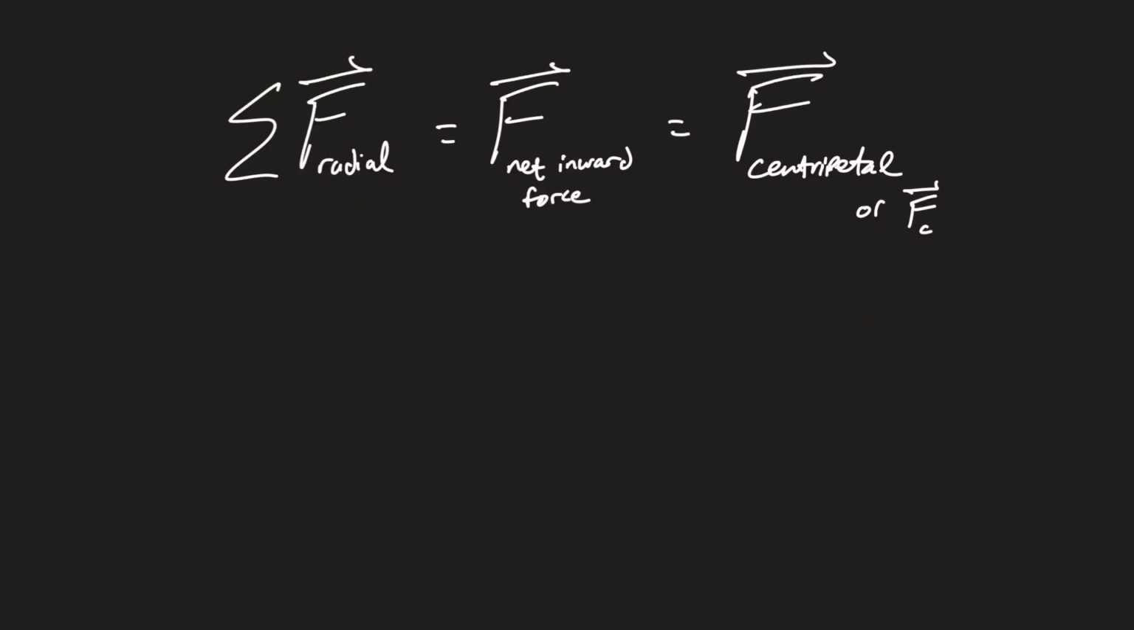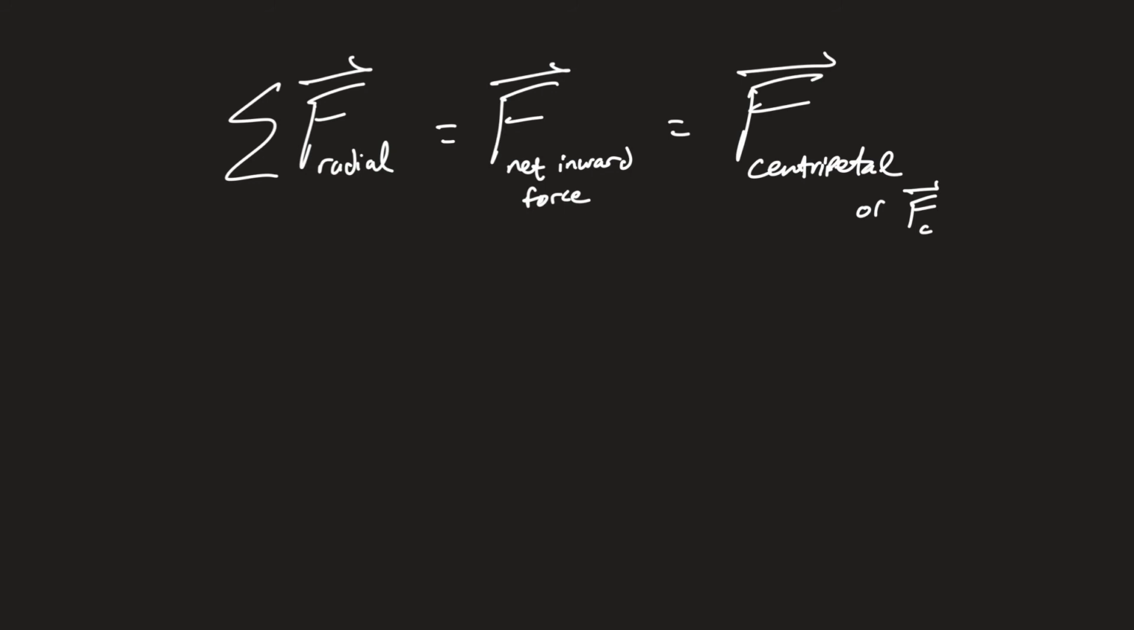Okay, so terminology-wise, you can see all of these things mean the same thing. Add up all the radial forces, sum them together. That is, by definition, the net inward force. And then that also, by definition, is what's called the centripetal force, or just FC for short.